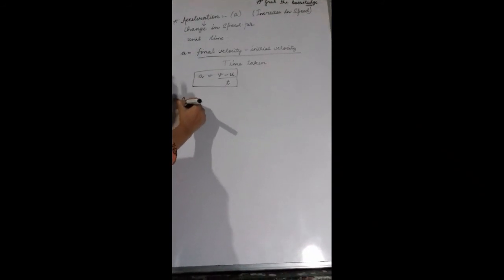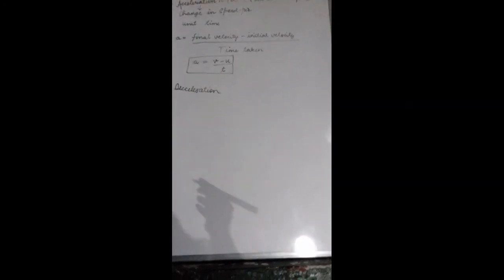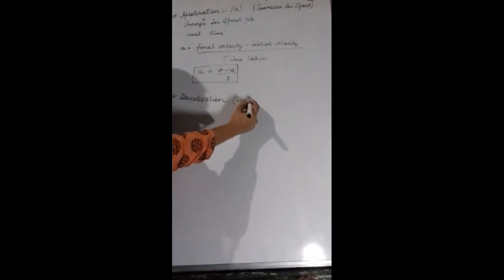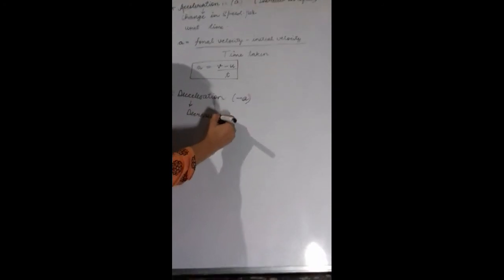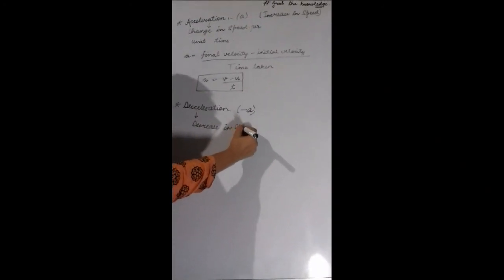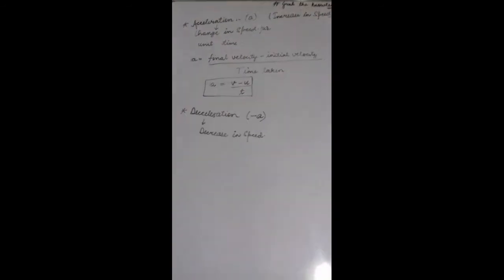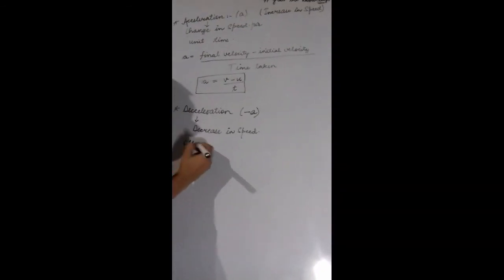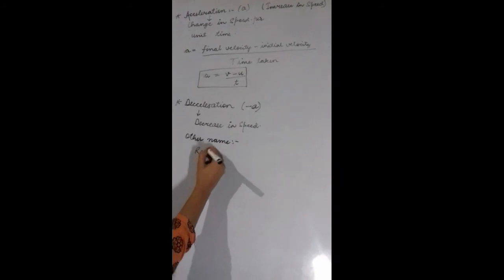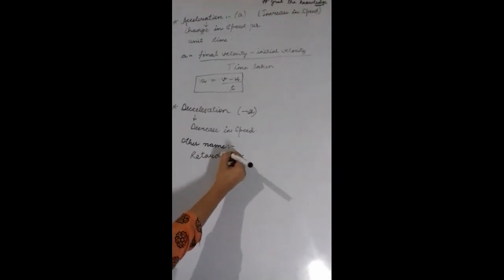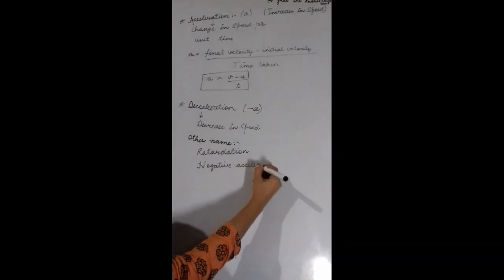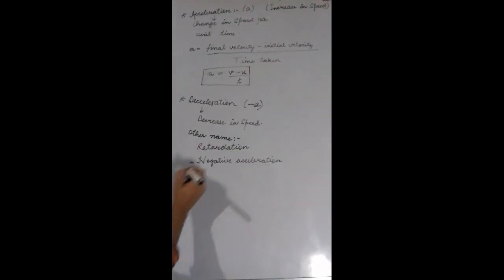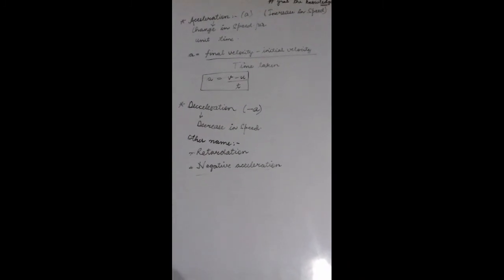There is deceleration also, which is negative or the opposite of acceleration. As acceleration was an increase in speed, deceleration means a decrease in speed. Sometimes you are going at a very high speed and then you put on the brake, that is deceleration. We can also use different words for deceleration, that are retardation and negative acceleration. Note that deceleration is always negative.